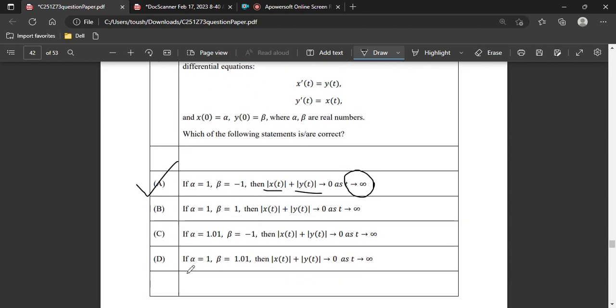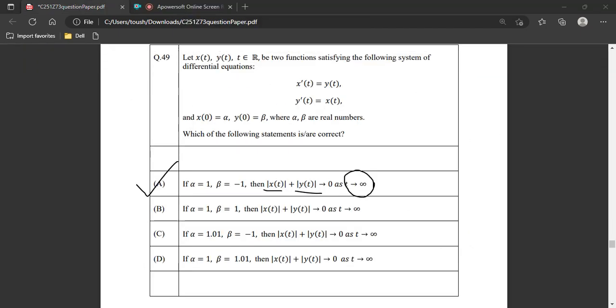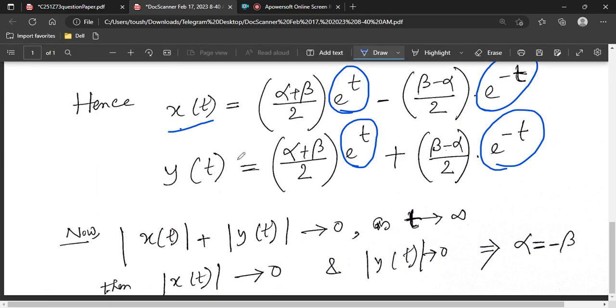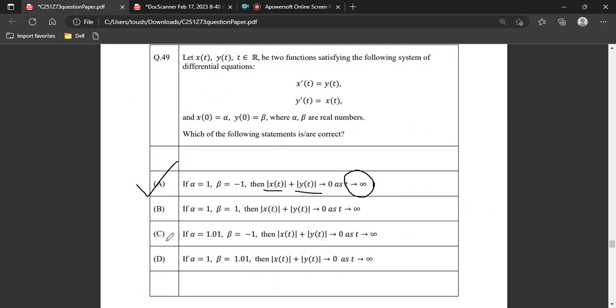Let's see option B. Option B says alpha equal to 1, beta equal to 1. Then 1 plus 1 is 2, so option B is not right, right? Similarly, you can check options C and D. They will also not be right, because the coefficient of e^t will not be 0. So only option A is right. So you see how quickly we can do this.